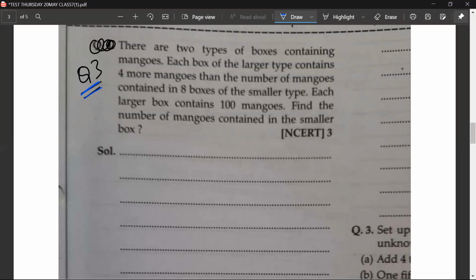Question number 3. So how did you do it? So 8 small boxes equals x. 8 large boxes equals 100 each. So mangoes in the 8 large boxes.